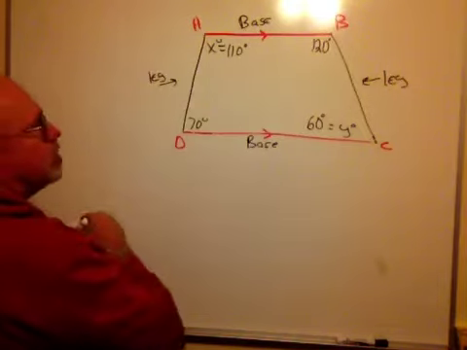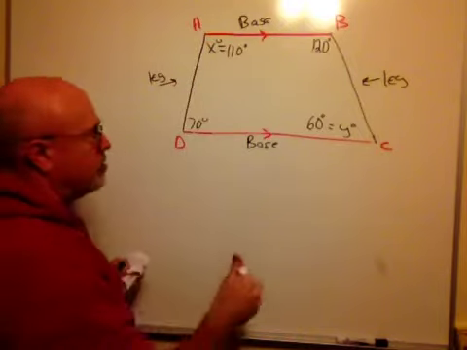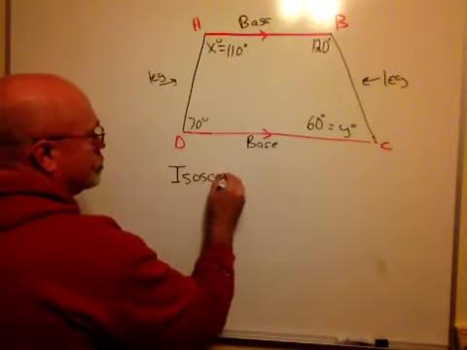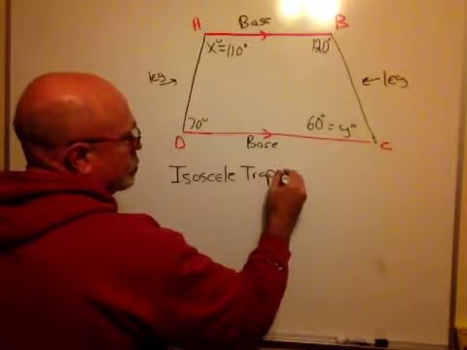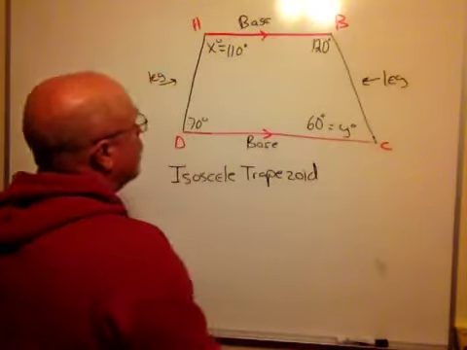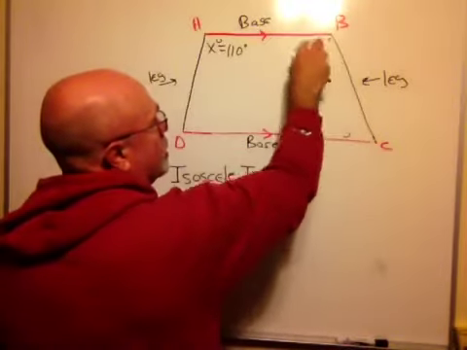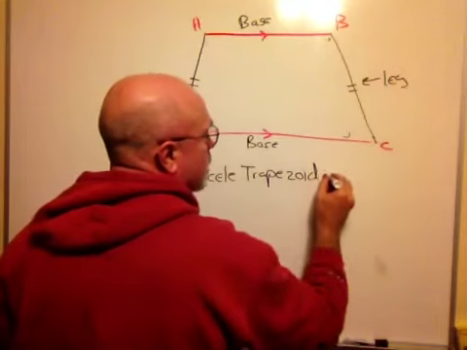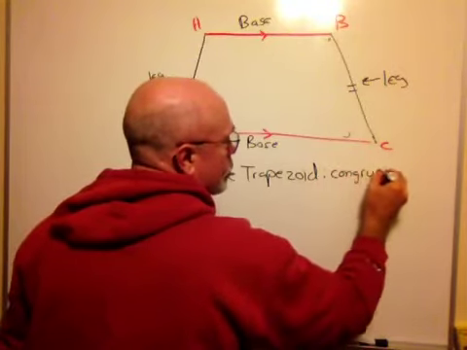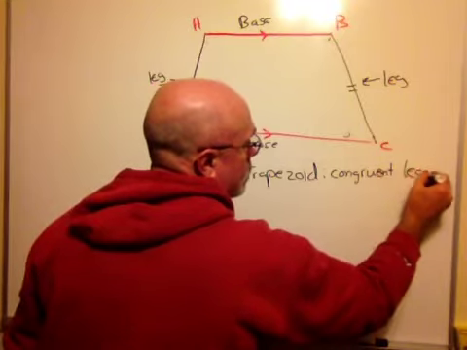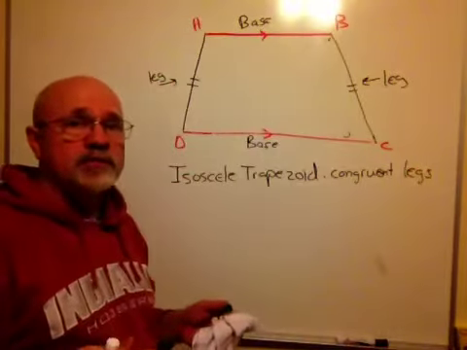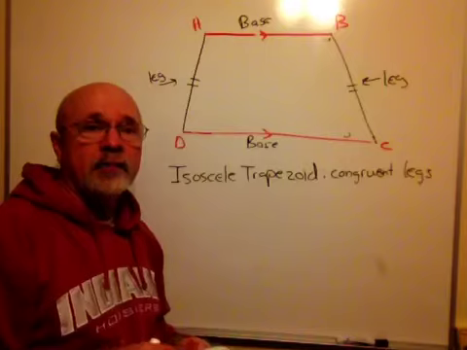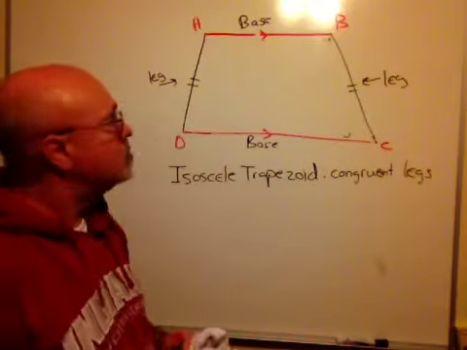Now, let's suppose that this is what we're going to call an isosceles trapezoid. In an isosceles trapezoid, we have the property that the legs are congruent. So if I have an isosceles trapezoid, we have congruent legs. Bases could never be congruent, because if they were, then you'd have one pair of opposite sides both congruent and parallel, and that would make this a parallelogram. And trapezoids are not parallelograms.